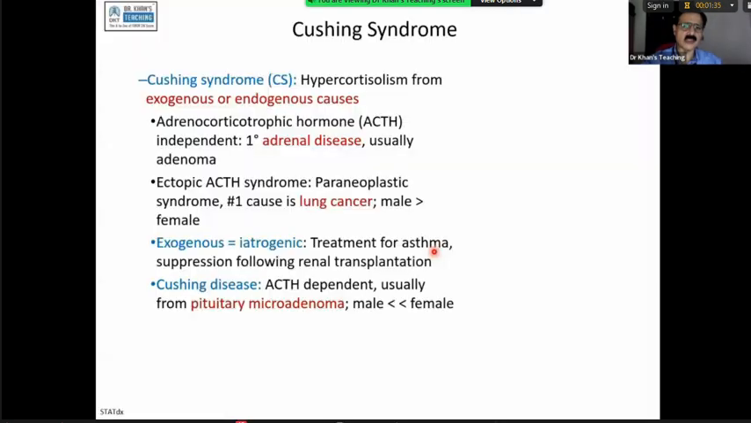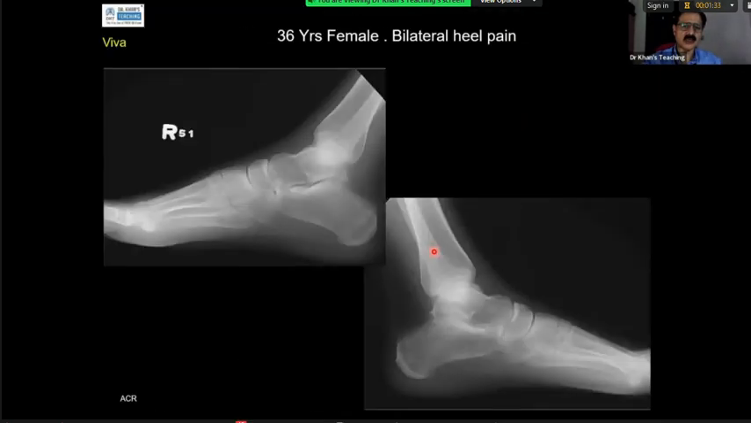So what we will do is, okay, there is another case, candidate 4. This is your last case of the day. This is a 36-year-old and the patient has got bilateral heel pain. Over to you.